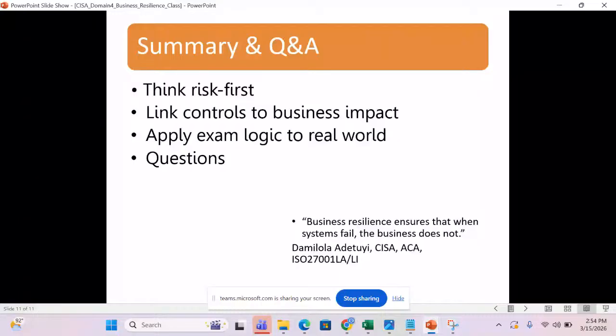So for every control you are putting in place, ensure that we are linking it to the business impact. If we are saying that we want to put in a disaster recovery procedure, which is a control, what business impact will we have? Is it a negative business impact or a positive business impact? If I don't want to lose any money in my organization, I'll put in place a second server so that my business will continue to drive revenue.